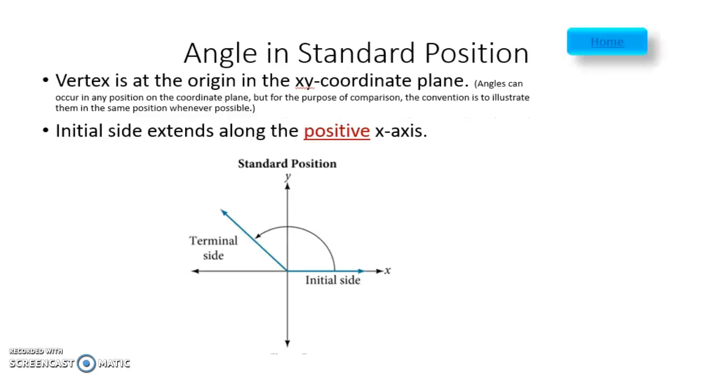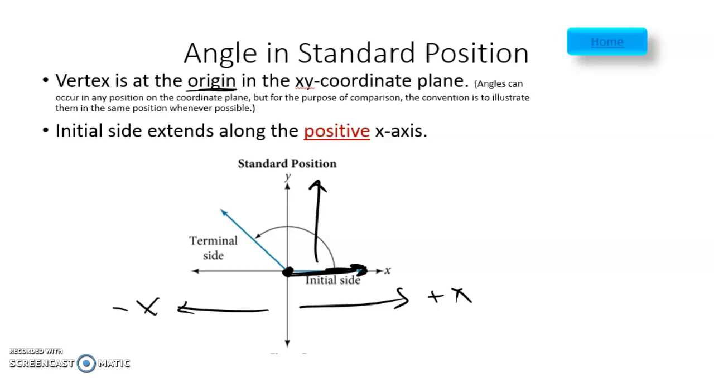Okay, now an angle in standard position, this is very important. So the vertex is at the origin of the xy coordinate plane, and the initial side is along the positive x-axis. So here's your vertex right here at the origin, and your initial side is always at the positive x-axis. Remember, this side over here is positive x. This side over here is negative x. This side over here is positive y. And this down here is negative y.